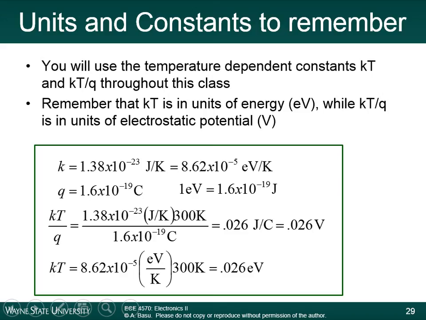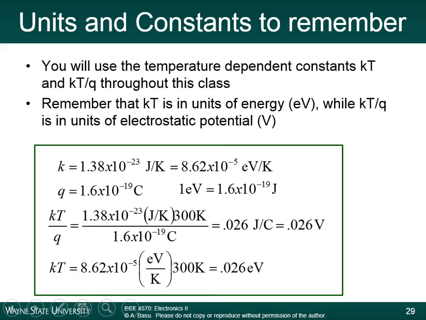What we're using right now is this product KT, 8.62 times 10 to the negative 5 electron volts per Kelvin. And if we are at 300 Kelvin, if we're at room temperature, then KT comes out to 0.026 electron volts. If you remember this number, 0.026 electron volts, it'll save you time on exams and quizzes. It's a rule of thumb.